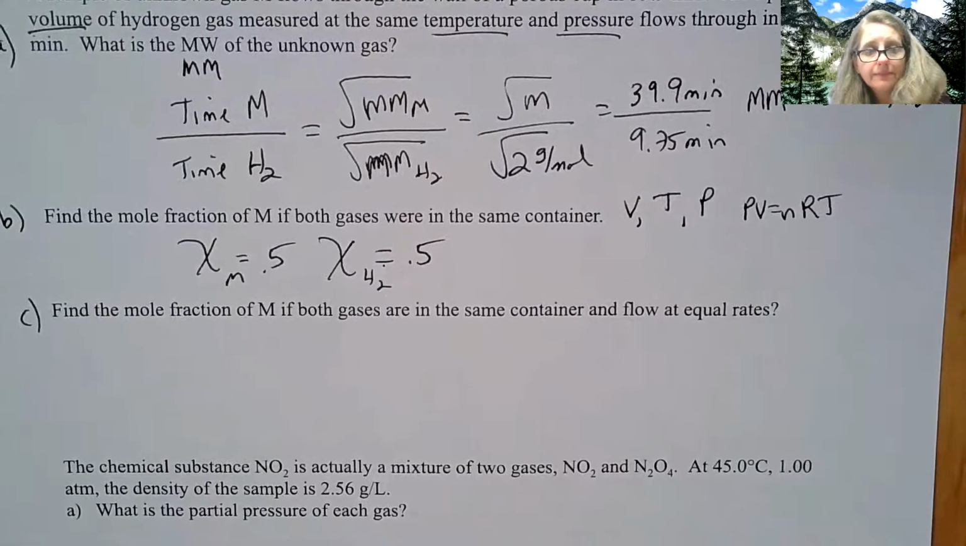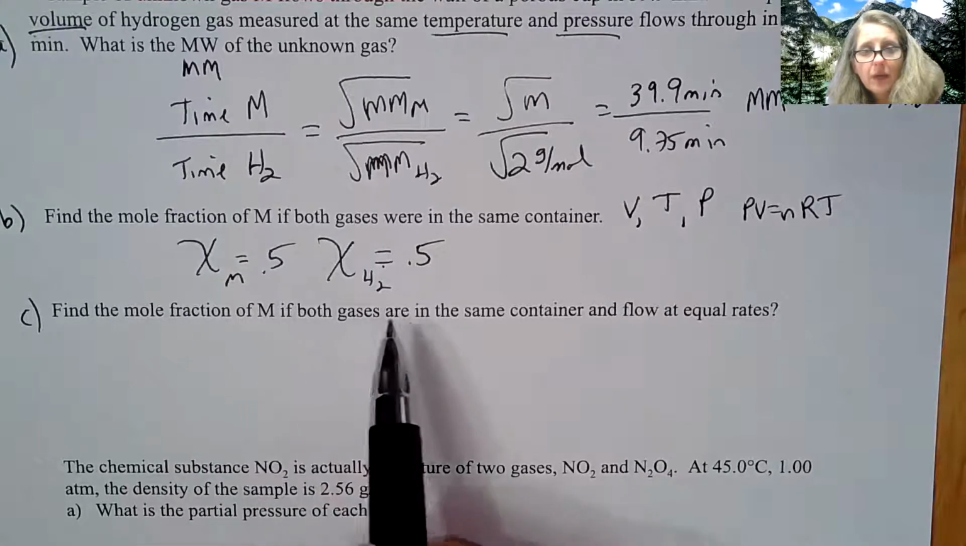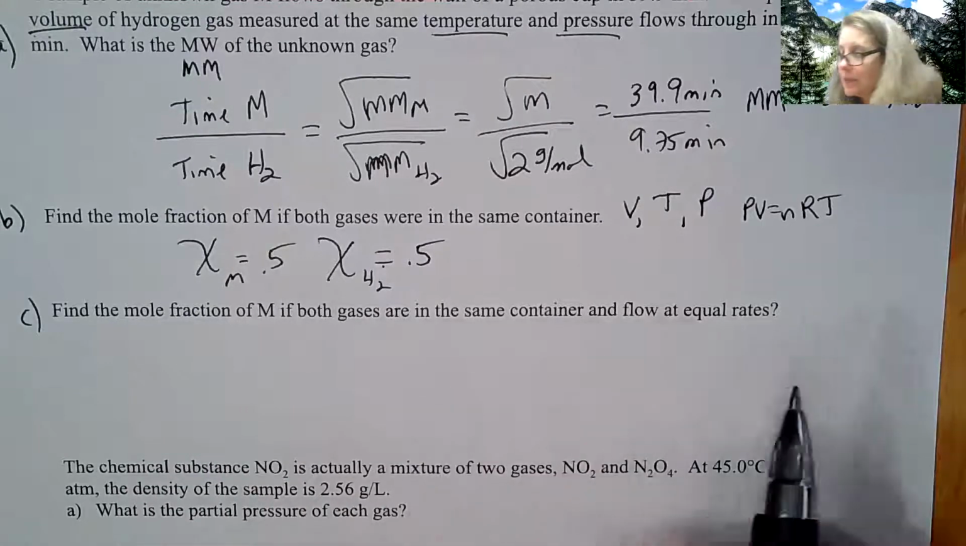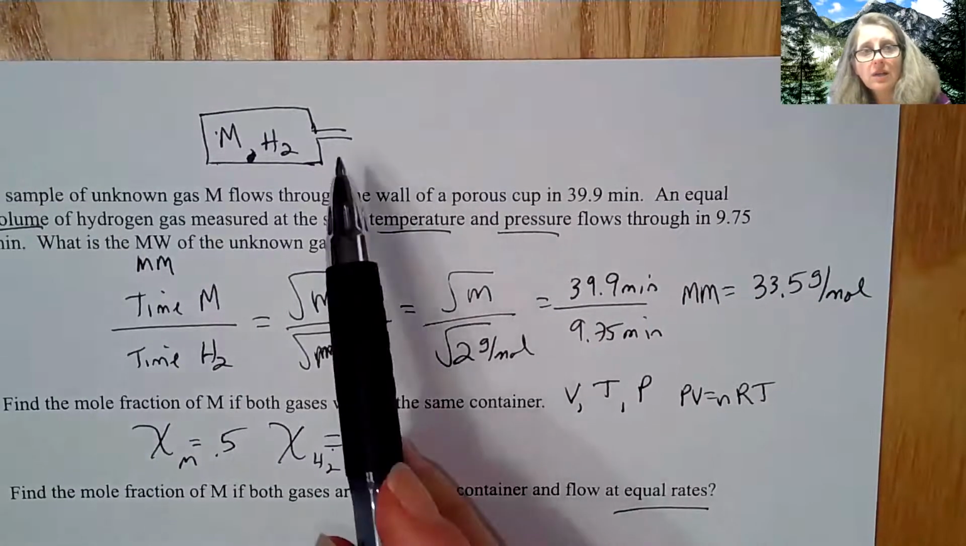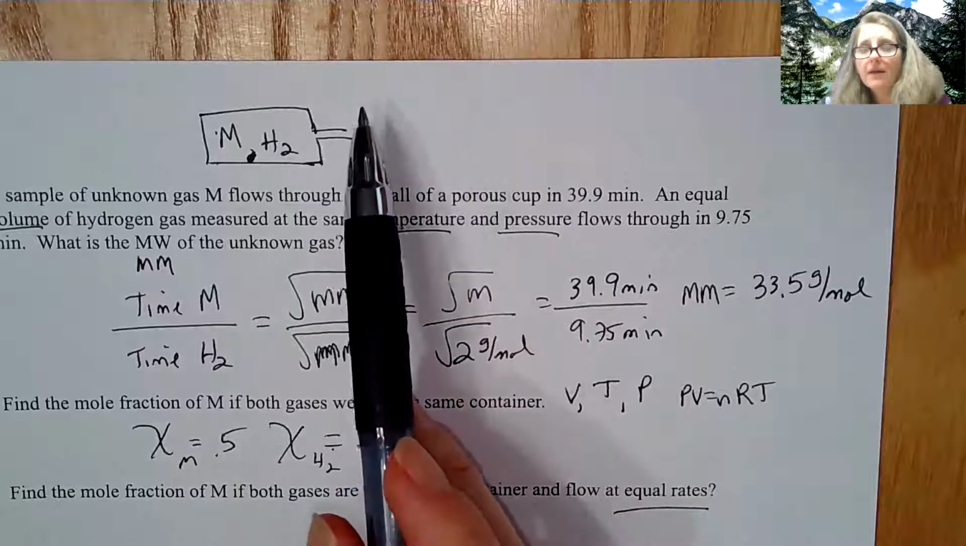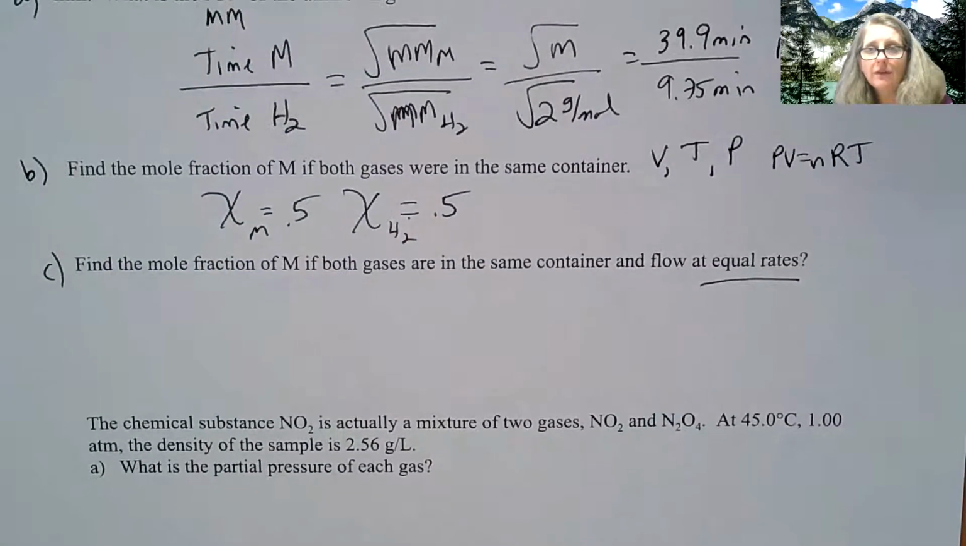And finally, part C of this problem. Find the mole fraction of M if both gases in the same container flow at equal rates. So what I'm going to do is force this. Each time hydrogen comes out, the M gas needs to come out as well. So that's going to make me force the gas to do stuff that it doesn't want to do.